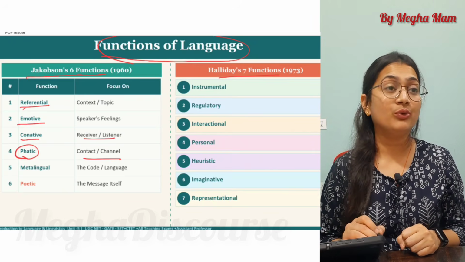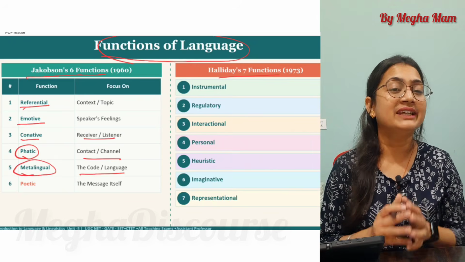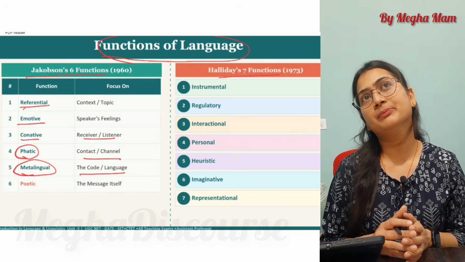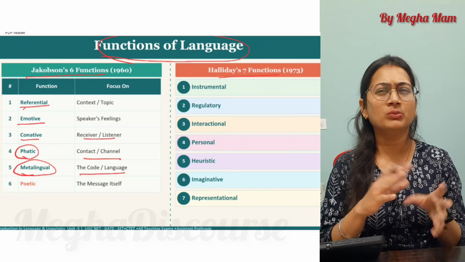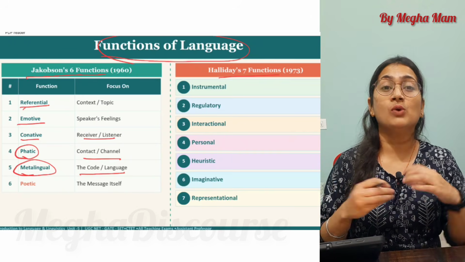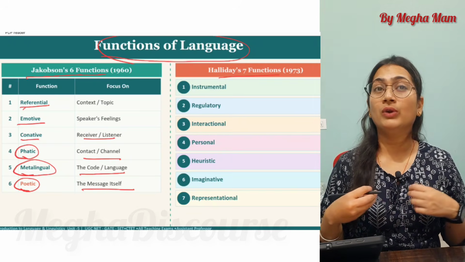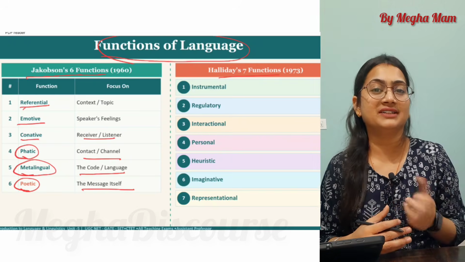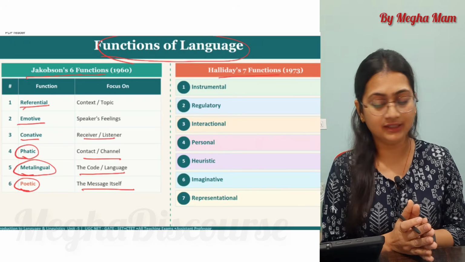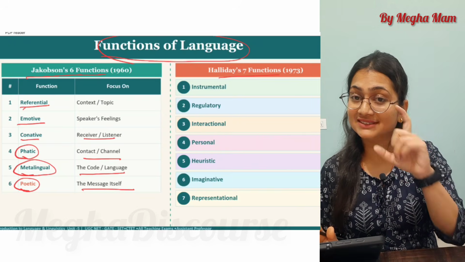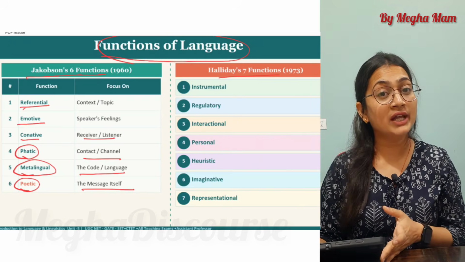Metalingual, what type of language, code, gestures the speaker will use. For example, powerful words or normal tone, hard vocab, complex sentences. Okay. Then poetic, that is the message itself, how efficiently he expressed his ideas. So this is the Jakobson idea. So keep all 6 names in your mind. Then let's move to Halliday.